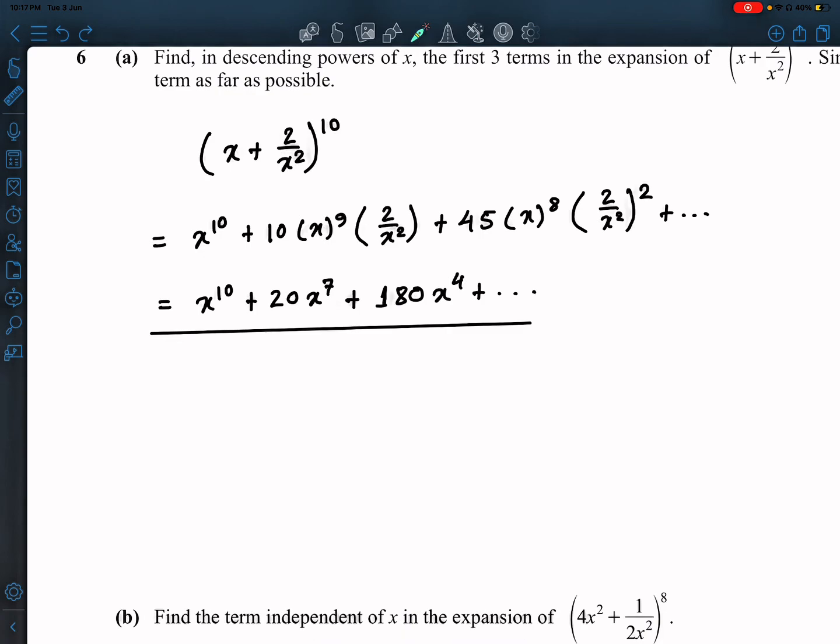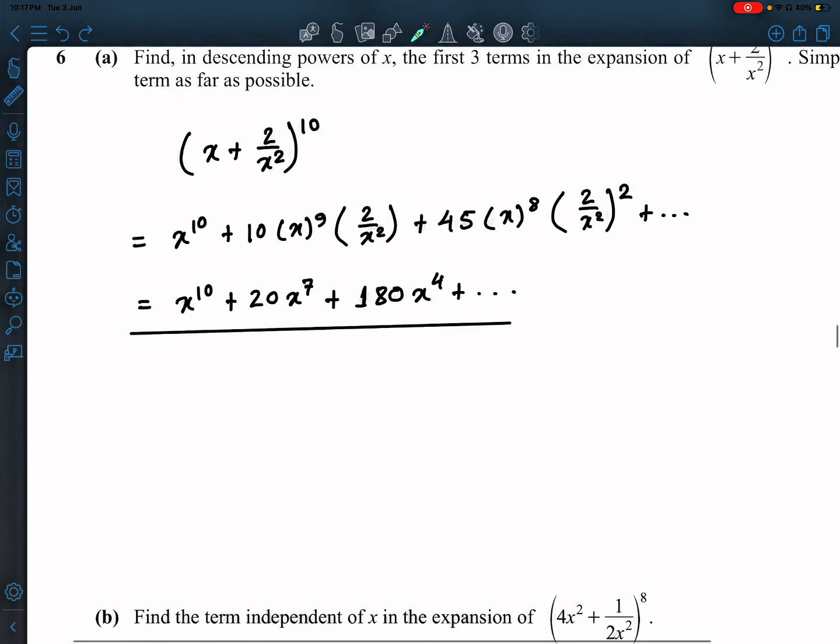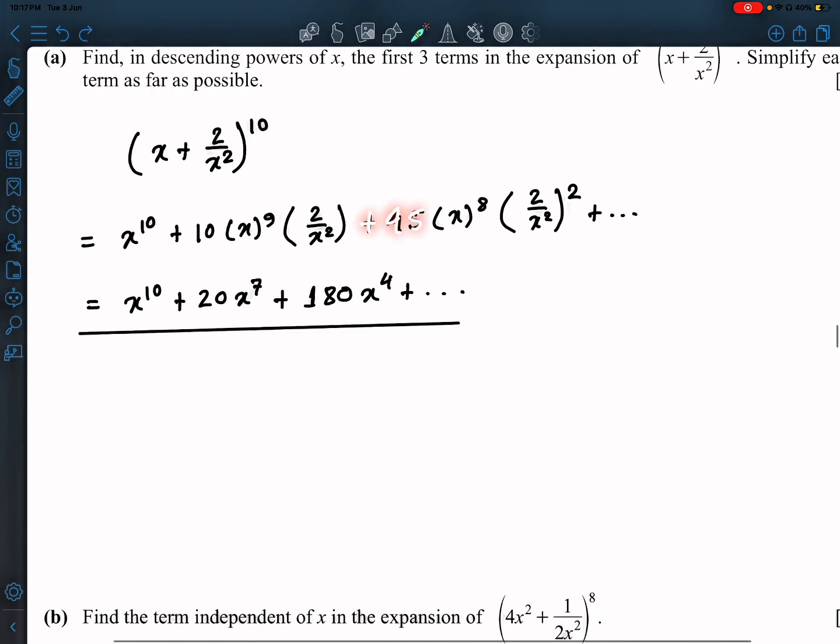We first raise x to the highest power. Then we take the first binomial coefficient, 10C1, and that's simply equal to 10. We decrement the x's power by 1, and then raise 2 over x squared to the first power. Then we take the second binomial coefficient, which is 10C2, that's 45. Raise x to the 8, and raise 2 over x squared to the second power, and so on and so forth.